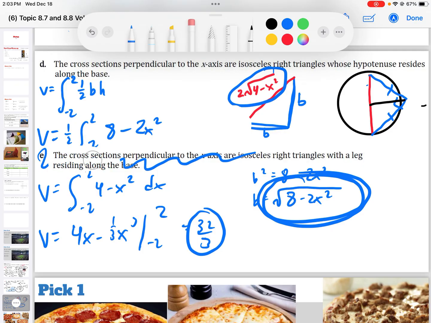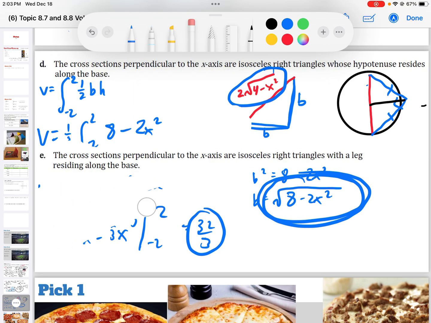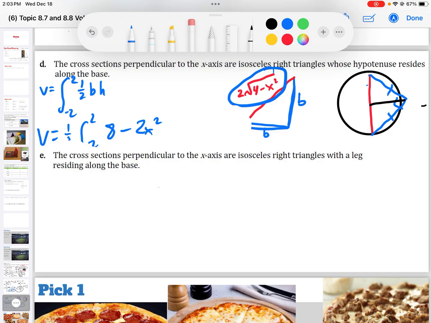All right. Last one. You might want to try doing this one on your own. Pause it, and then come back to it, or just watch and then practice on the assignment. The cross section is perpendicular to the x-axis, an isosceles right triangle with a leg on the base. Okay, so it shouldn't be too bad.